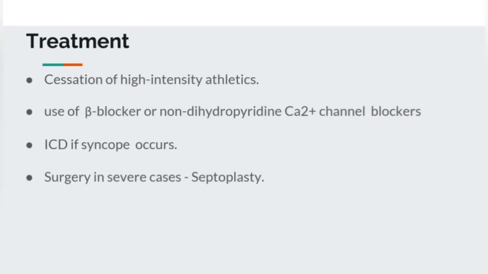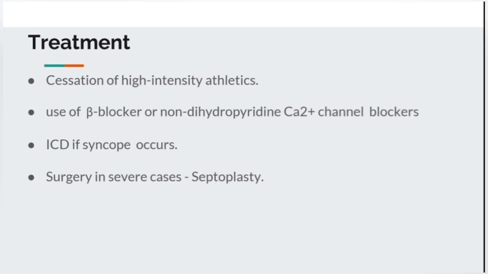Let's discuss the treatment. It is very important to avoid high intensity physical exercise among athletes, as exercise increases the risk of sudden cardiac death in athletes. Medications like beta blockers and calcium channel blockers are beneficial in this kind of patient because both decrease the contractility of the heart, which later on decreases the amount of thickening at the septum, and that lessens the obstruction to the blood flow.